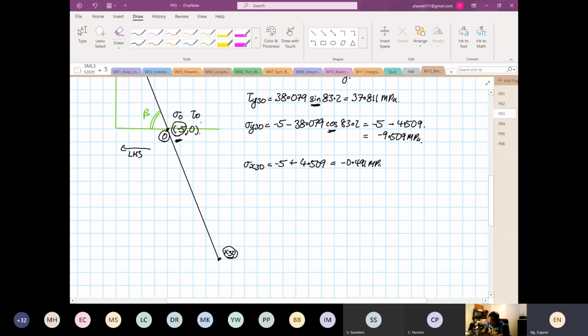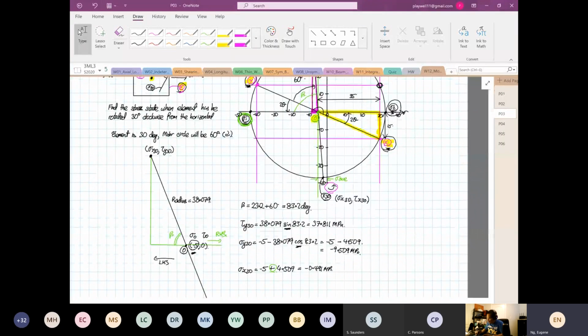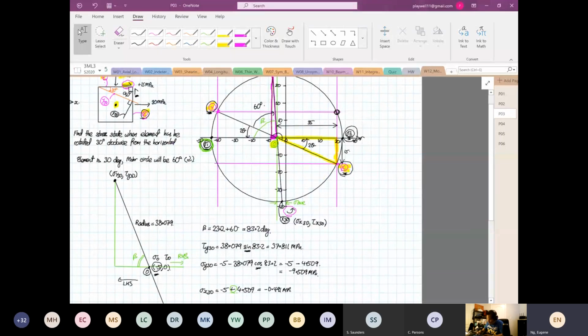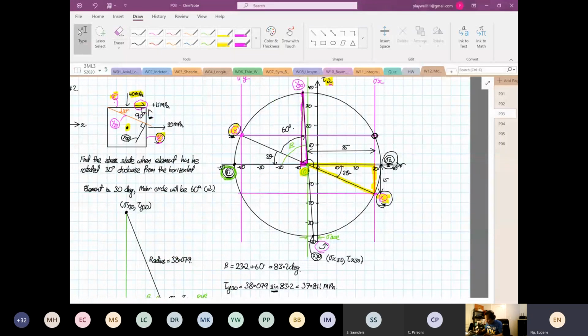So it's moving towards the right-hand side, so that's why it's going to be positive. So now we found it already. Not so difficult, is it? Straightforward, simple. So the next thing now is we are going to construct the Mohr circle element.